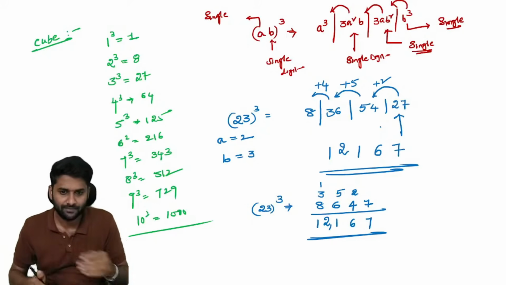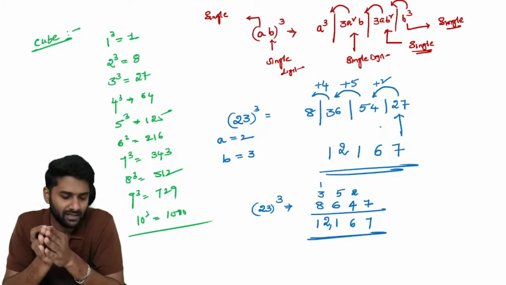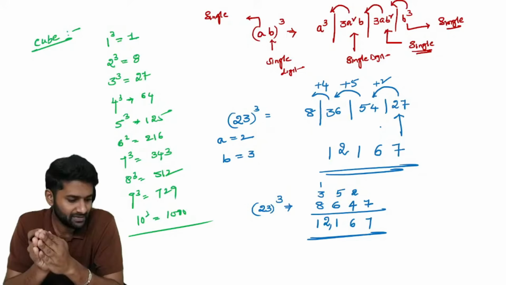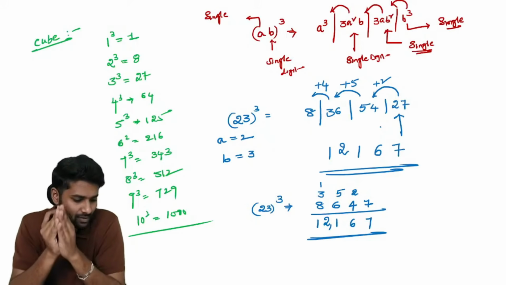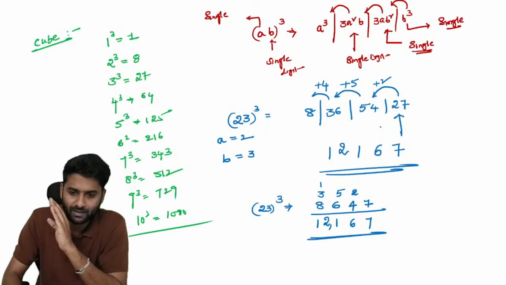So is it clear? So we are using this format here: a cube, 3a square b, 3ab square, and b cube. And remember that every time we have to consider single digit and remaining must be carried over.